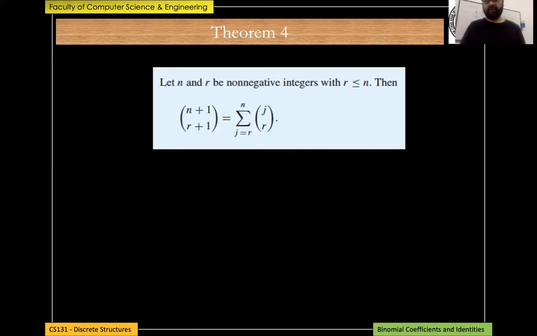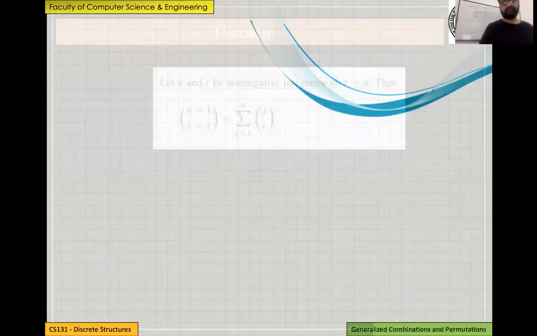And the theorem that we can talk about is, let n and r be non-negative integers with r less than or equal to n. Then the combination of n plus 1 choose r plus 1 is equal to the summation from j = r to n of C(j, r). How do you get this? Well, the idea is again simple. n plus 1 can be divided further into n and you add 1 to it. And that's how this is done.